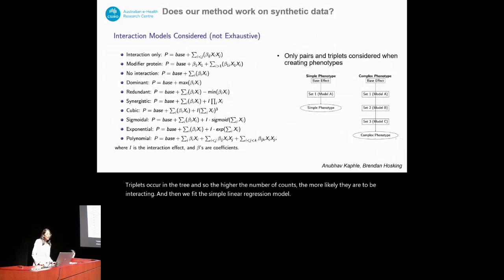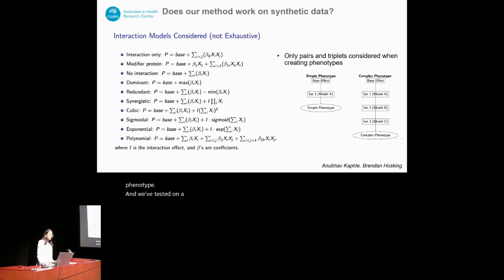So we wanted to see if our method works on synthetic data, because we first have to establish whether this is even true. So we considered a couple of interaction models. I won't go into too much detail here, but essentially the ones we're really interested in are the synergistic ones, the interaction only, and no interaction. So we build some dummy data where we know the ground truth, we know which pairs or which proteins are interacting to produce the phenotype, and we've tested on a simple phenotype and a complex phenotype as well.